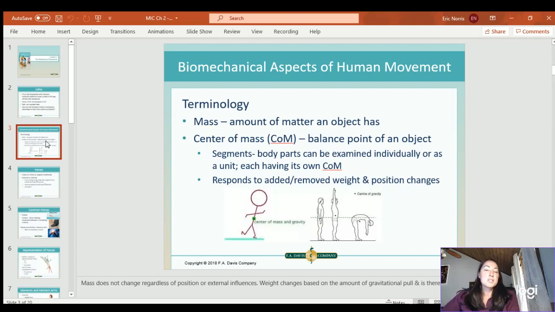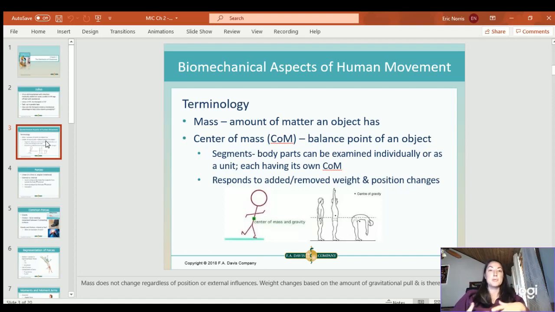Okay, so first we're just going to cover some basic terminology. Mass is the amount of matter an object has. Center of mass is the balance point of an object. So typically for us, it's somewhat of the middle of our body. Typically it's low towards the pelvis and maybe in front of the spine. The center of mass changes based on your weight and your body distribution.